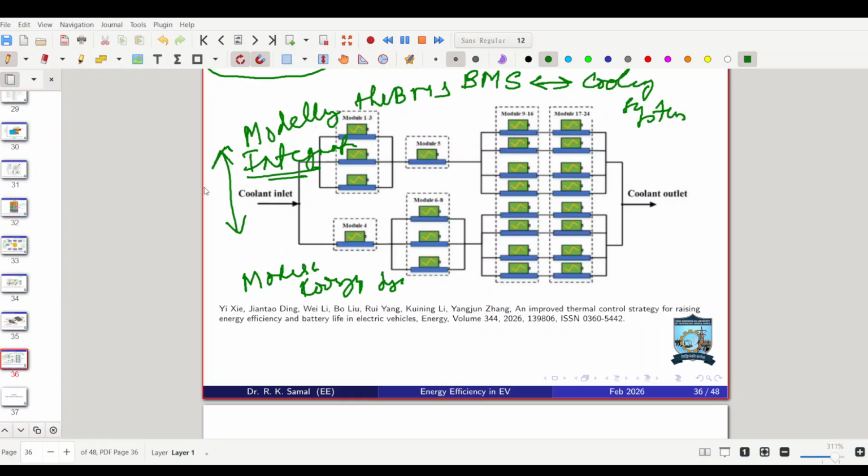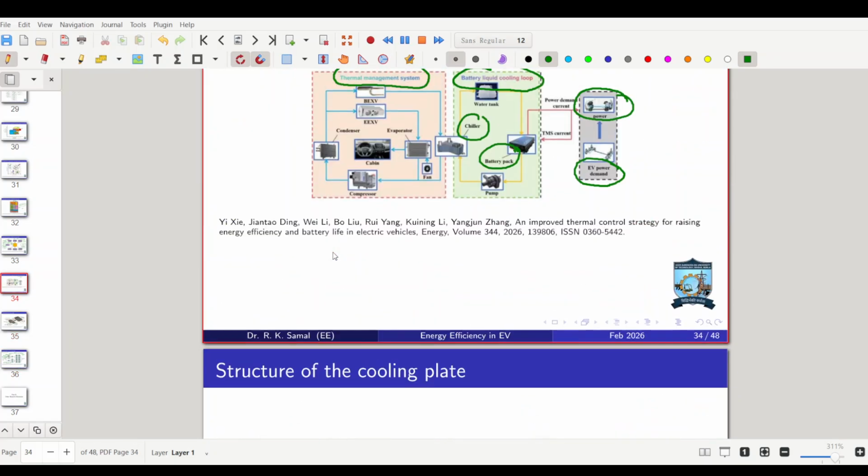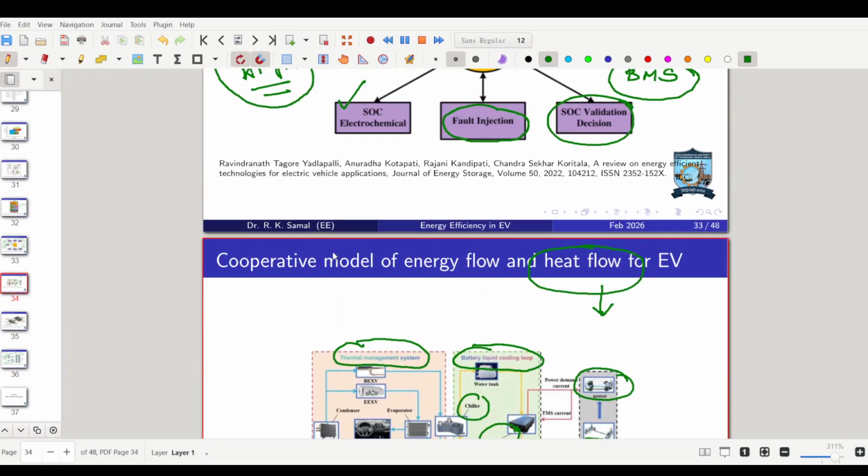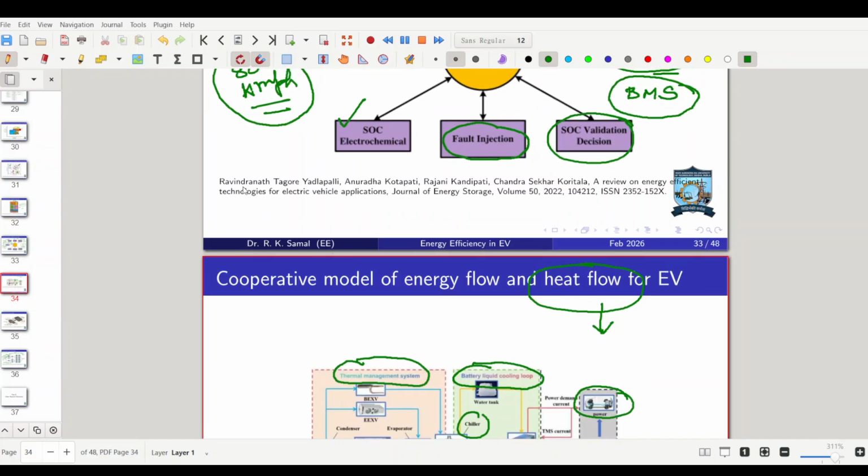Because many problems are happening with the cooling system. The BMS is unable to coordinate, I think. Okay. So you can refer to this paper. I will again guide you to this paper. See this one. Yes, this paper is a very nice one.